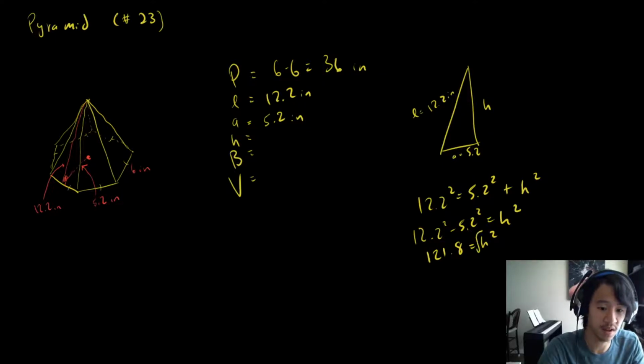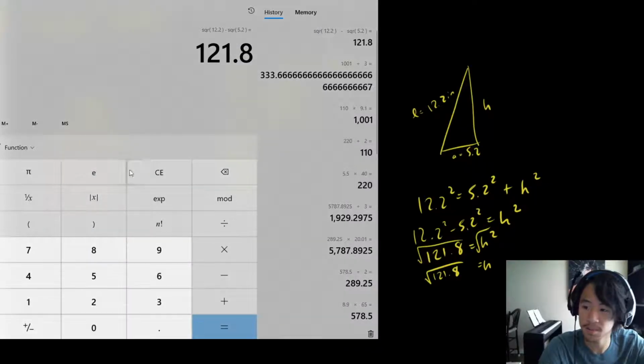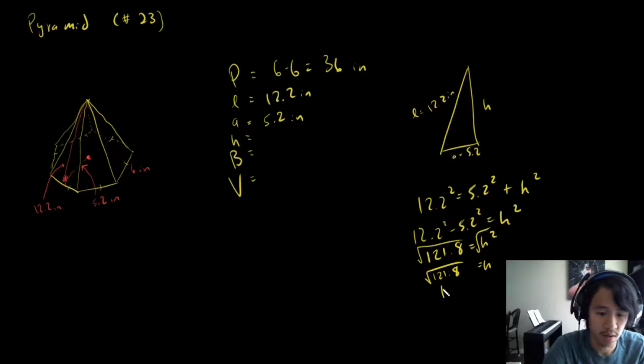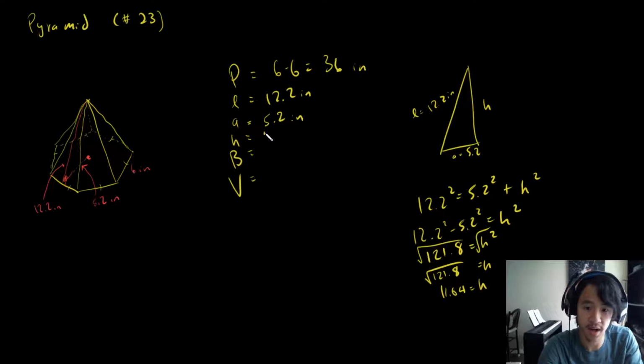And to get h by itself, we have to square root both sides. So h is going to be equal to the square root of 121.8. Let's go ahead and find out what that is. So the square root of 121.8 is 11.04. All right, so that's going to be our height, 11.04 inches.